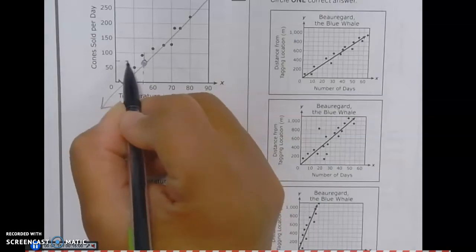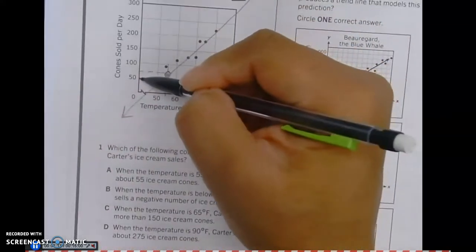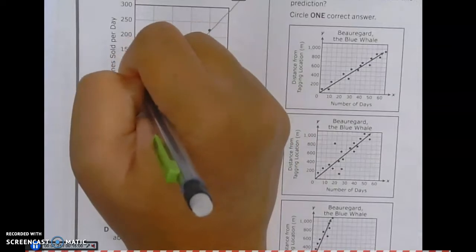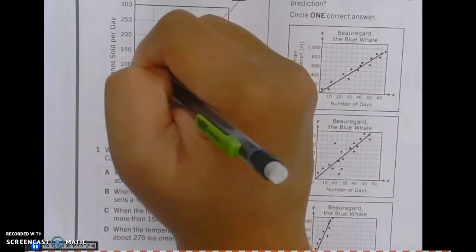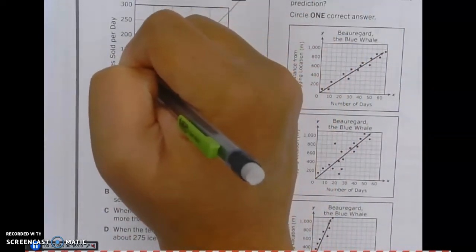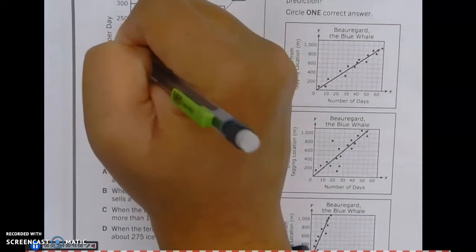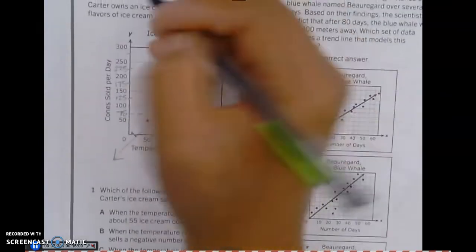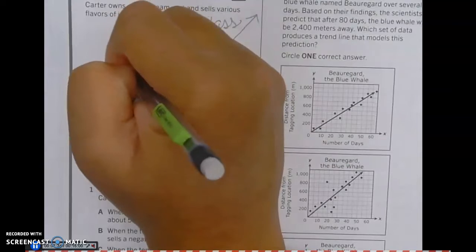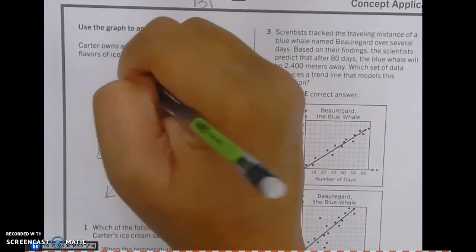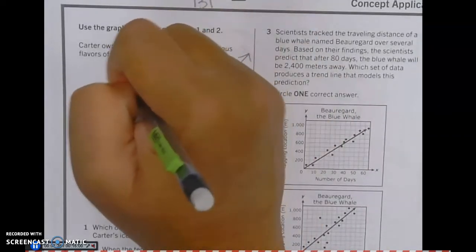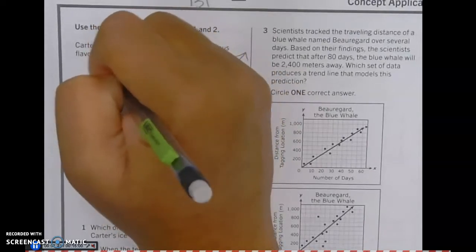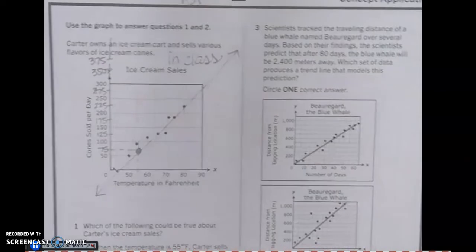And then if I come about right here, I need something about halfway between 50 and 100, which would be 75. And this right here would be 125. This is 175. This is 225. This is 275. And I would also need to extend it because I'm making predictions. So my 350 would be about here, and my 375 would be about here.